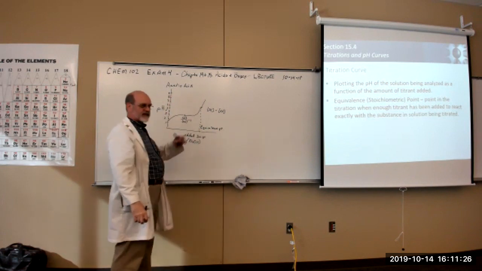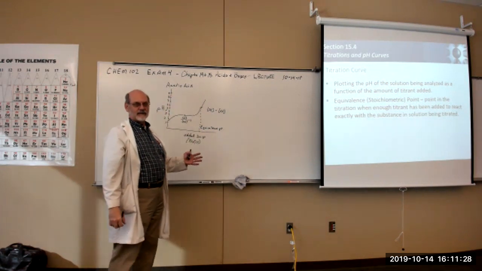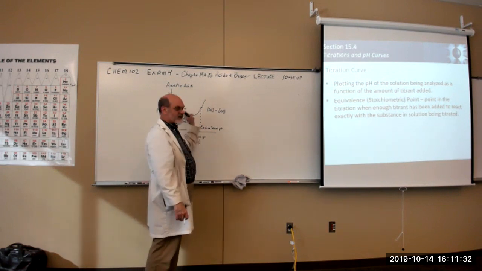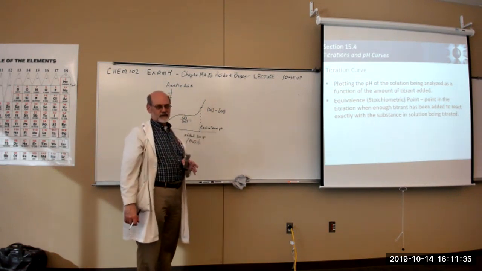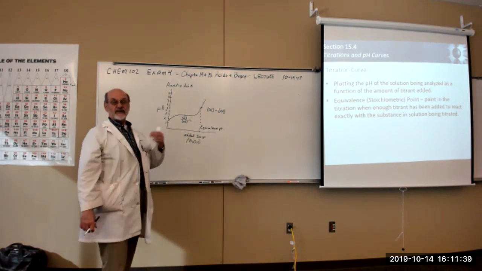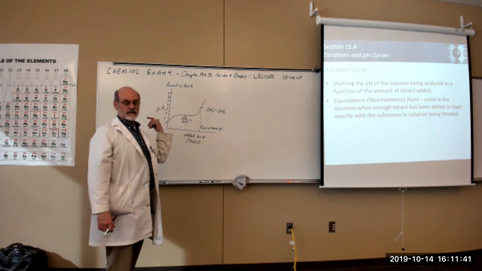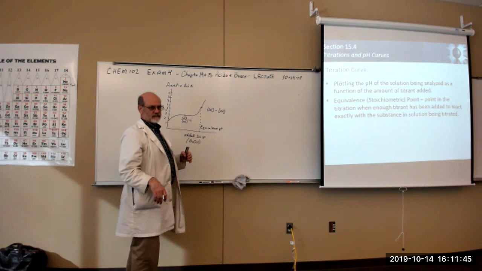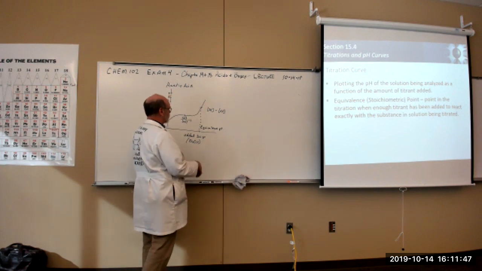Because that's when the base equals the acid, right? You can find out from this: if you know how much base you added, you know how much acid was in there, if that's an unknown. And we did that with citric acid first term, right? So that's nothing too unfamiliar.